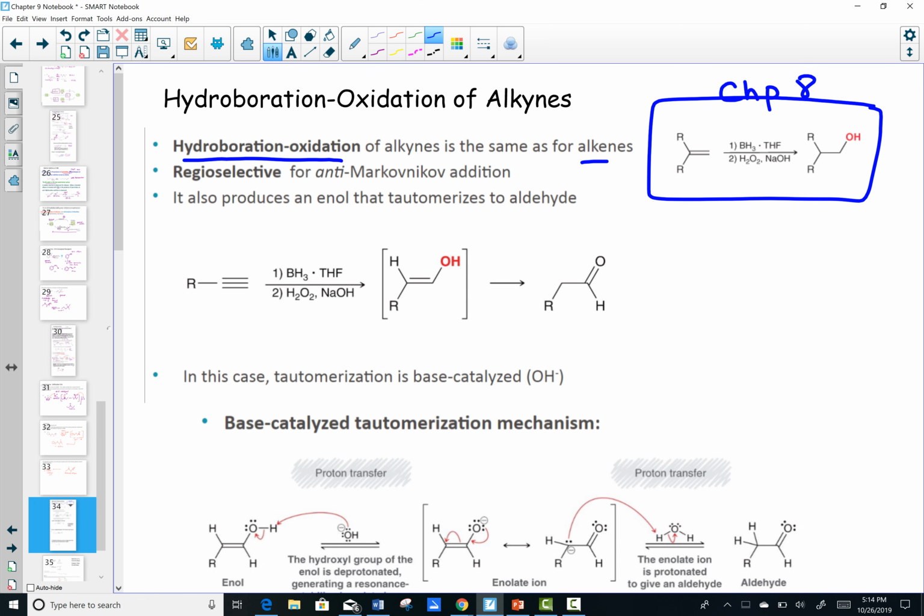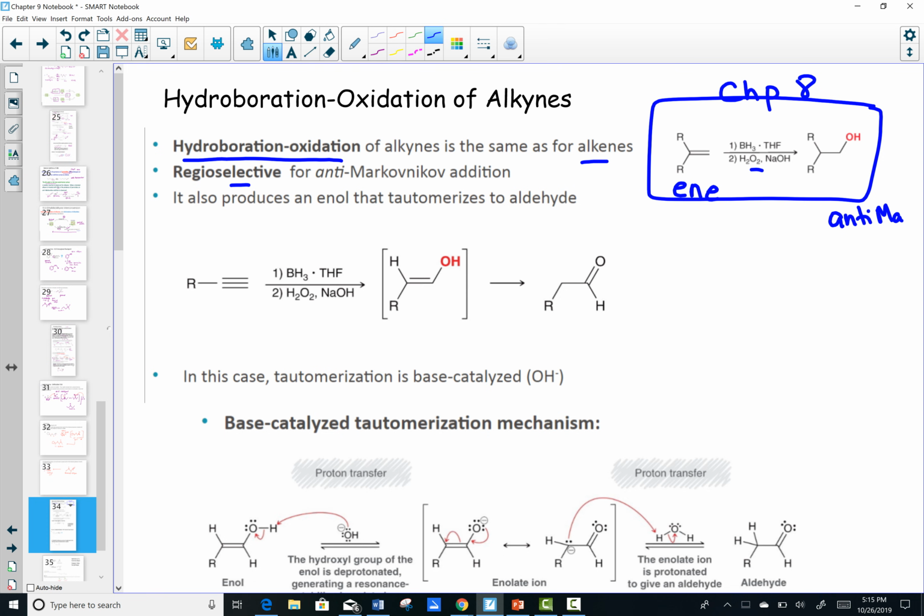This is taking an alkene, treating it with boron trihydride in THF with a peroxide workup, and we get an Anti-Markovnikov addition. So it's very regioselective, and it also produces an enol that tautomerizes to an aldehyde instead of the ketone.